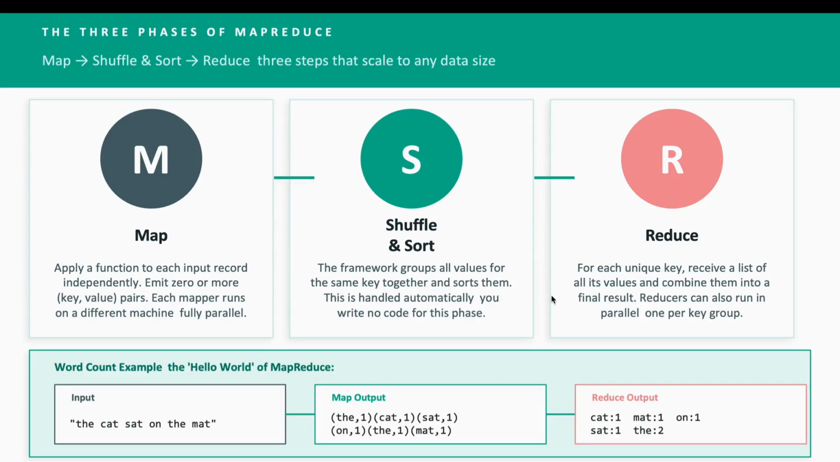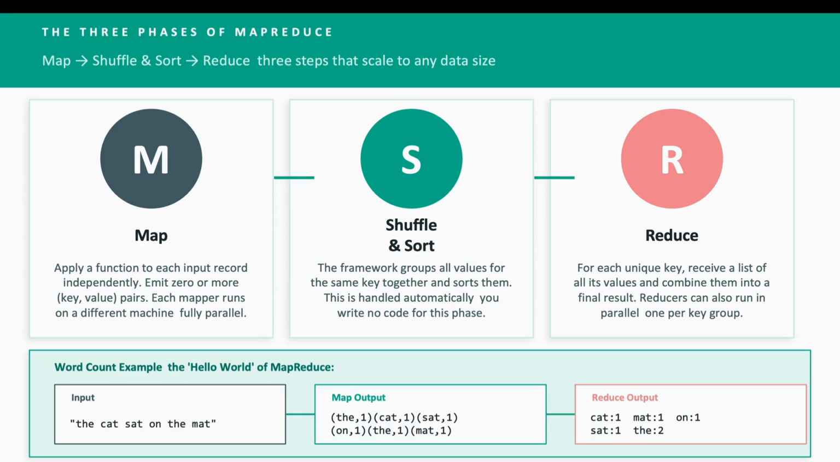So MapReduce has 3 phases. These 3 phases can solve almost any large-scale data problem. Phase 1, map. Map is writing a function that takes one input record and emits 0 or more key-value pairs. Each mapper runs on a different machine, fully parallel, no communication between mappers, no shared state, pure function, easy to scale.